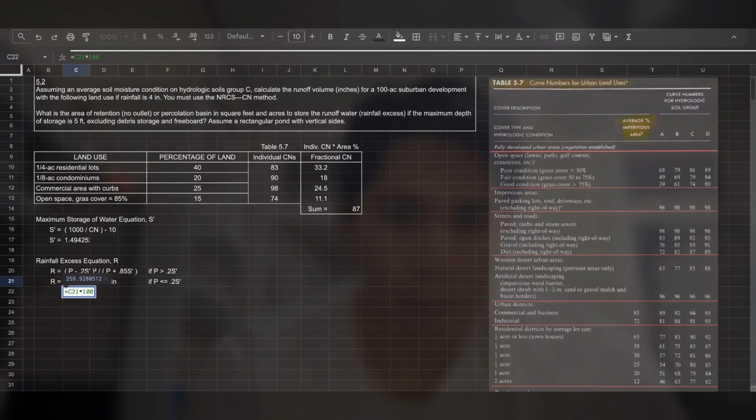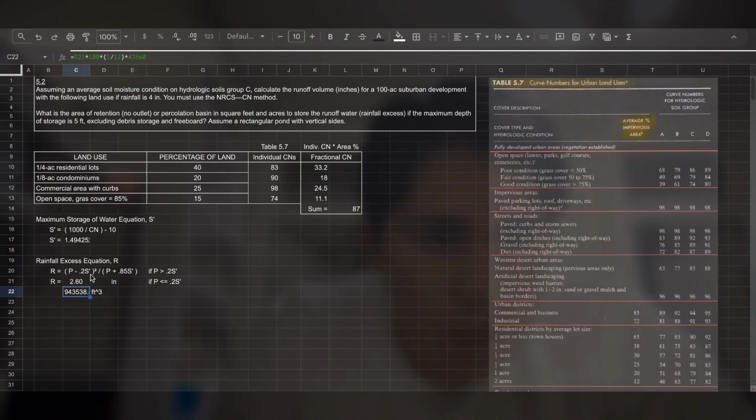So we're gonna divide by 12 to convert the inches into feet. Times 1/12, and then times 43,560. There are 43,560 square feet in an acre, so that will be 43,560 over 1, and that will give us about 943,538 cubic feet.